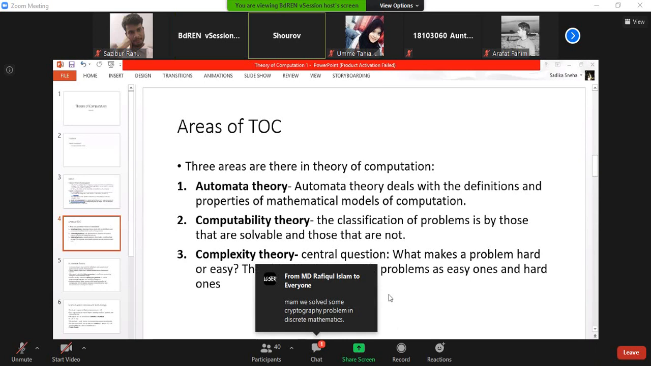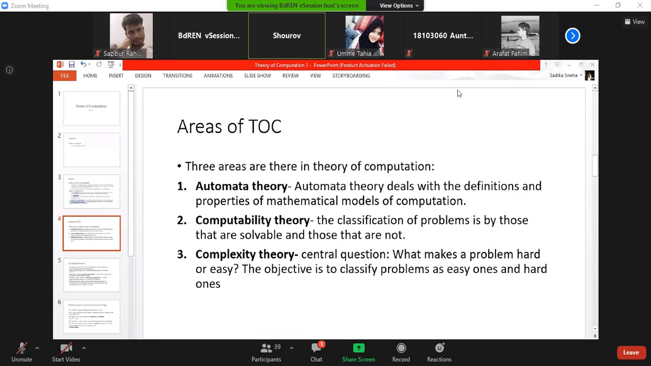Ma'am, is cryptography more than encryption? Encryption is cryptography. Okay, discrete math, you said. So I remember right now that it is discrete math. Encrypting any data is a part of cryptography.